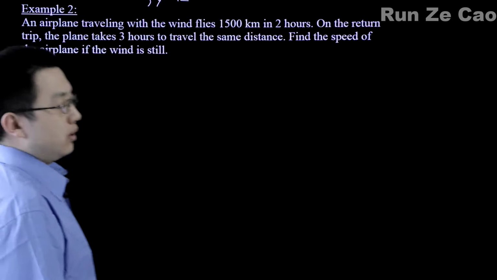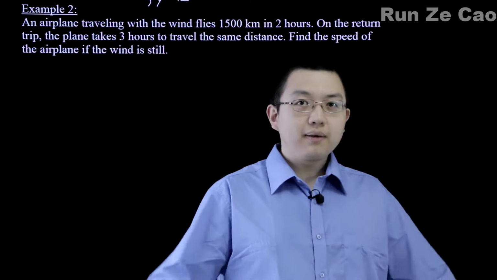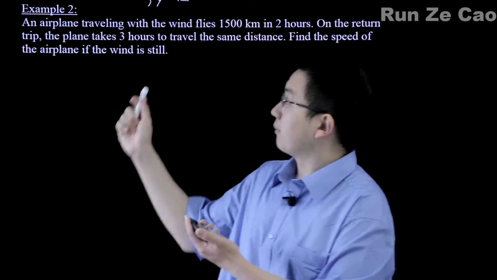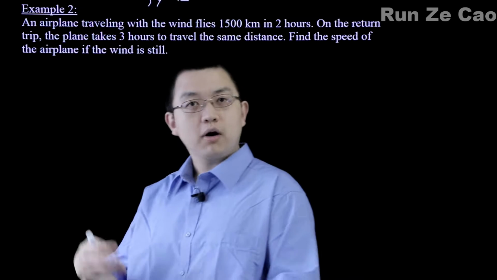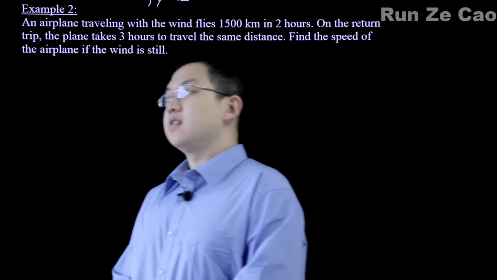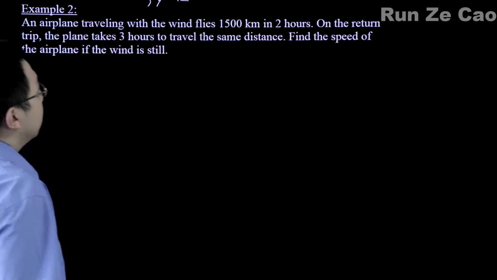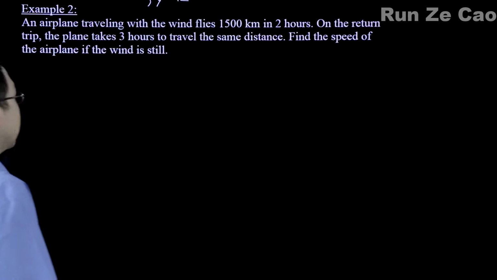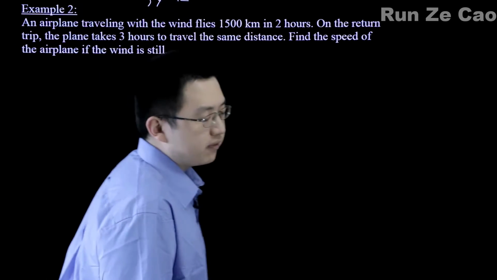Now, when we do problems, there are just problems where they give you the problem and you do it. Done. But there are also word problems where you have to understand the problem and figure out how to do it, how to model it using math. And then you do the problem. So here we have an airplane that travels with the wind. It flies 1,500 kilometers in 2 hours. On the return trip, it takes 3 hours to travel the same distance because it flies against the wind. If the wind is still, what is the speed of the airplane?